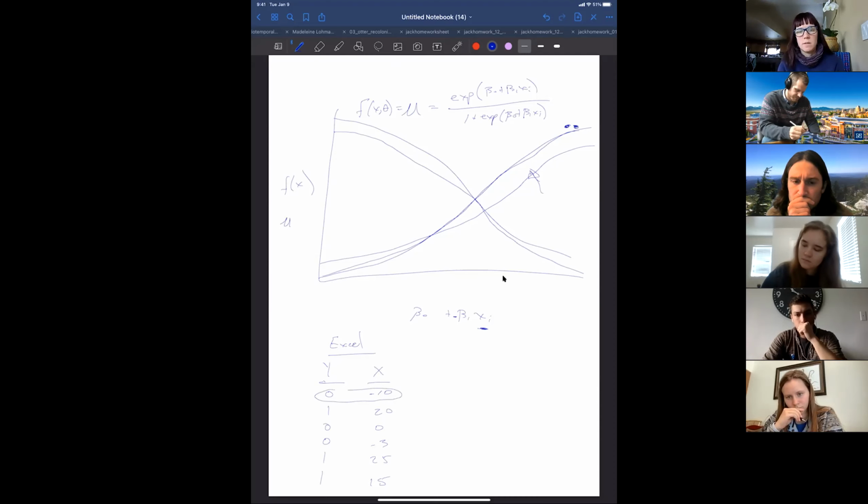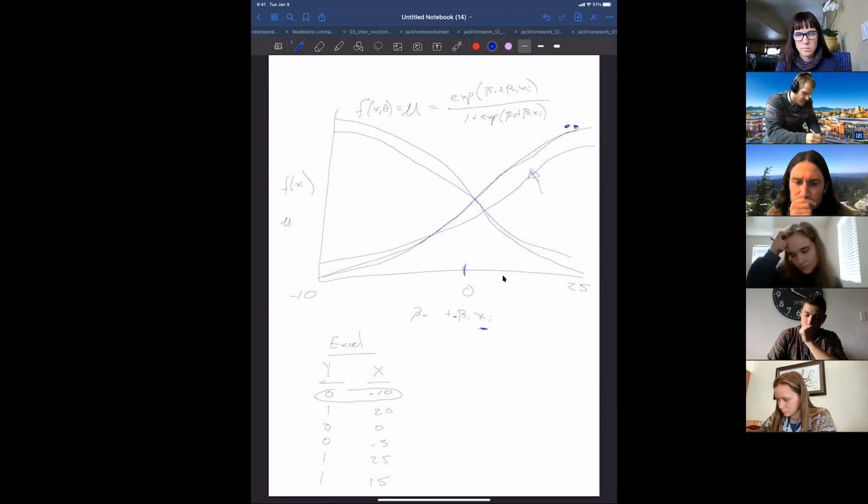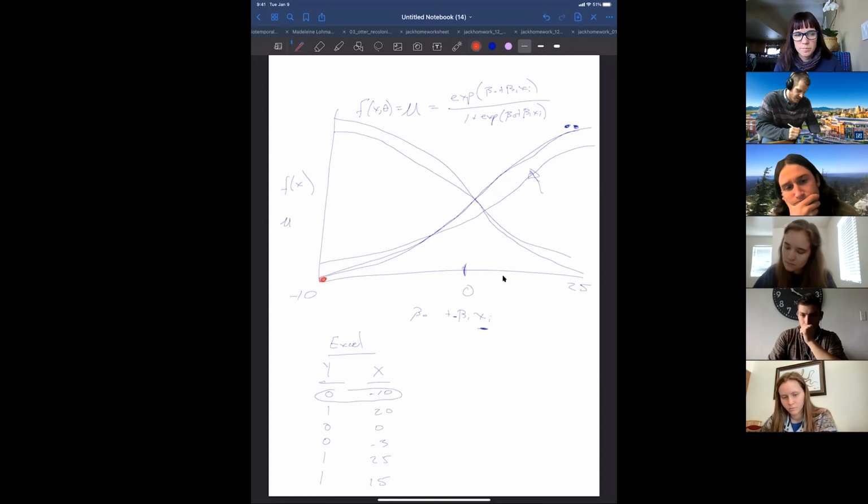So let's say this goes from -10 to 25. Here's 0. I'll plot the points in red. We have -10 for x. It was a 0. So here's the plot of the data. This one we have 1 and a 20. So if you plot the data, it's here. And then this one we have a 0 and a 0. The y-axis I haven't described yet, but this is 1 and this is 0. So this bottom line is 0. This top line here is 1.